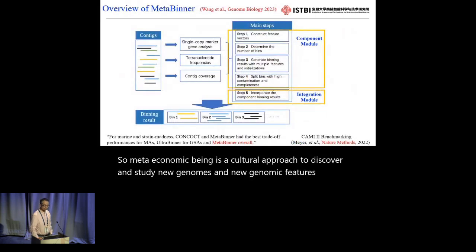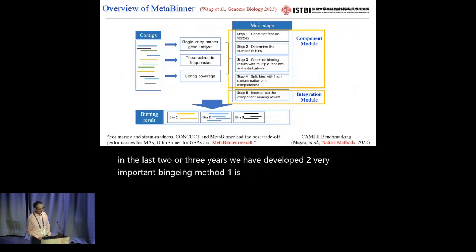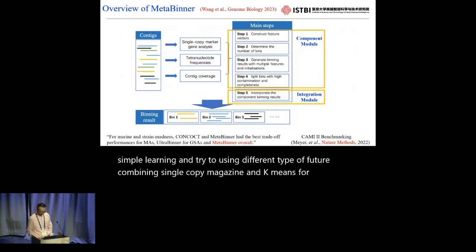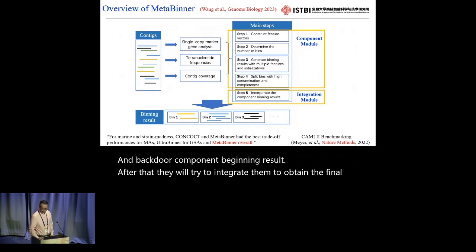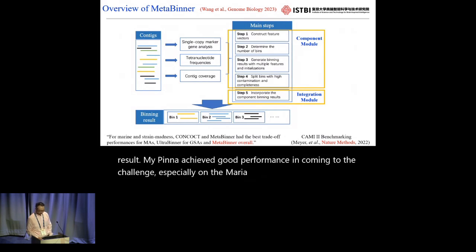Actually, in the last 2 or 3 years, we have developed two very important binning methods. One is MetaBinner. The basic idea is using ensemble learning and trying to use different types of features, combining single-copy genes and k-means to generate high quality and diverse component binning results. After that, we integrate them to obtain a final result. MetaBinner achieved good performance in the CAMI tool challenge, especially on the Marine and Strain Madness datasets.